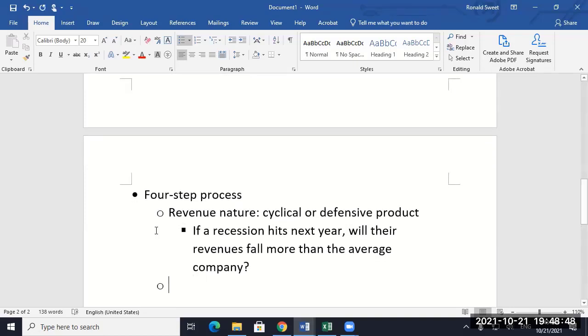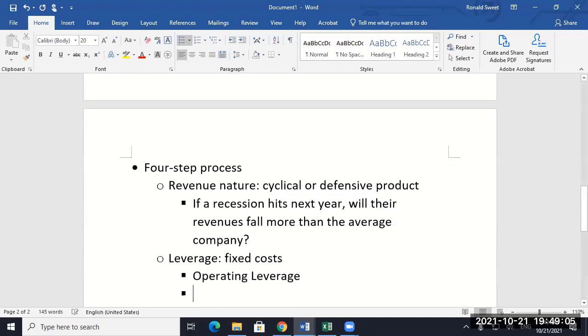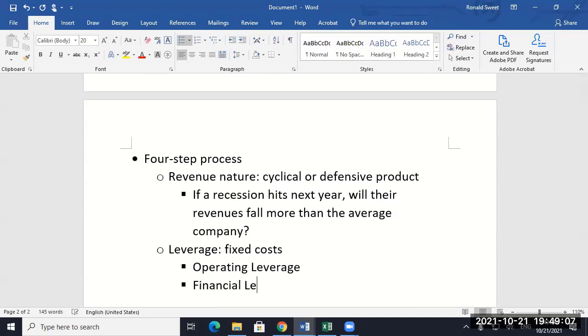The next two questions relate to leverage. So what we're asking is, all right, we talked about the revenue. Is there something in the income statement that makes this company even more volatile? We're talking about fixed costs. And what are the two fixed costs we're looking for? Well, the first one is operating leverage. And the second one is financial leverage.